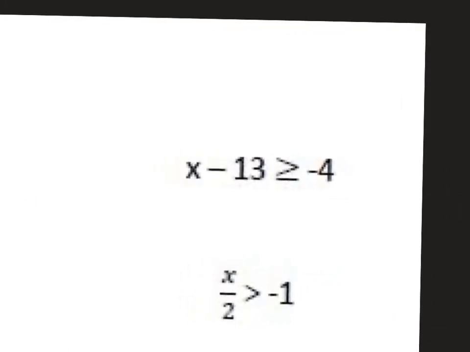All right, let's do another example. Again, we are going to do the same thing to both sides of the inequality. This inequality reads, x minus 13 is greater than or equal to negative 4. Let's get this 13 out of the way. We're going to add it to both sides.